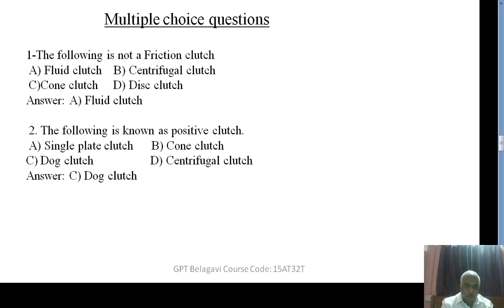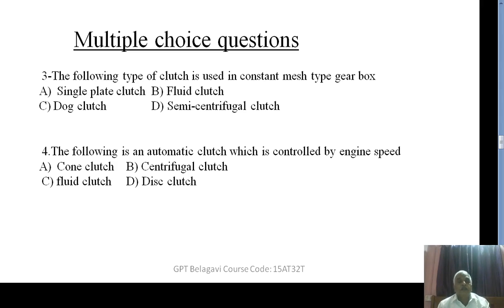So we'll go to the next question. The following type of clutch is used in constant mesh type gearbox. One is the single plate clutch, second one is the fluid clutch, third one is the dog clutch, and the fourth one is semi-centrifugal clutch.